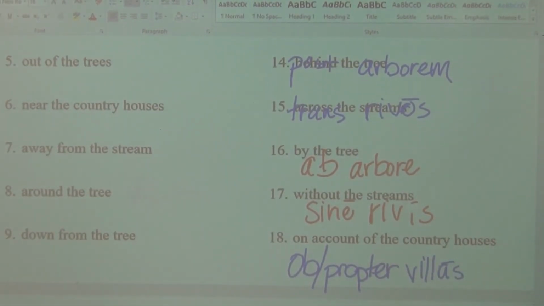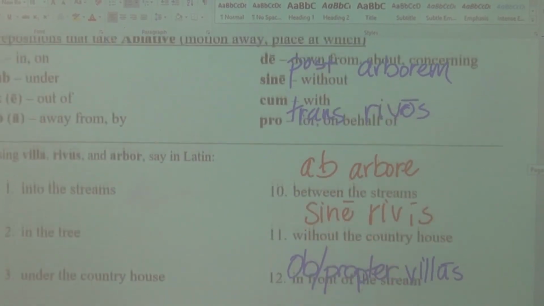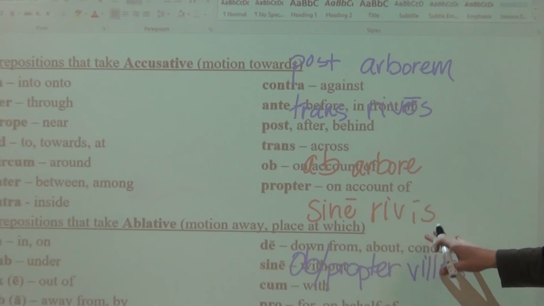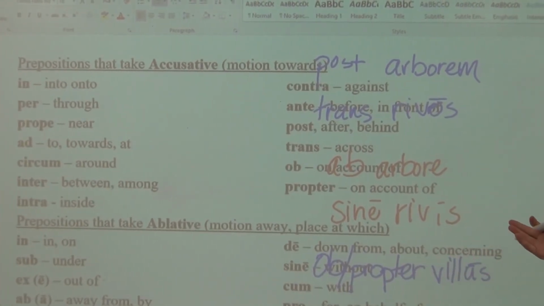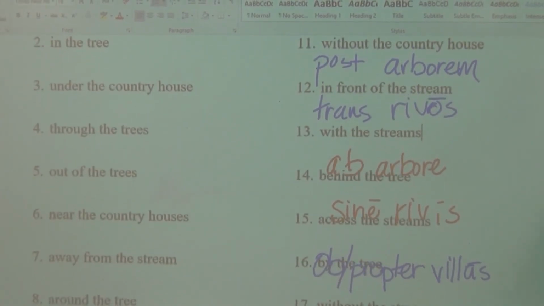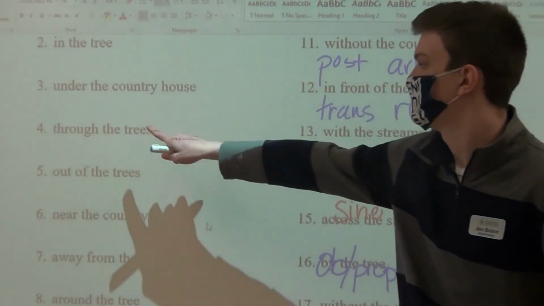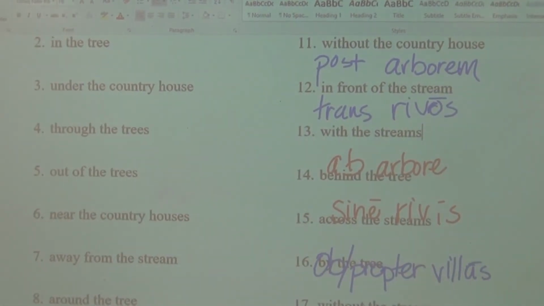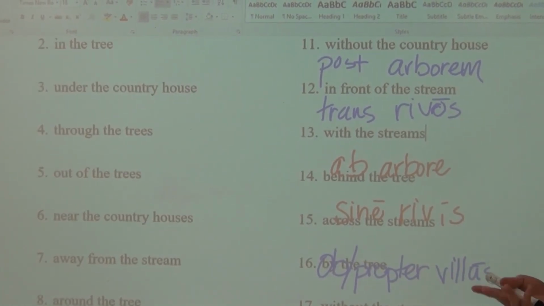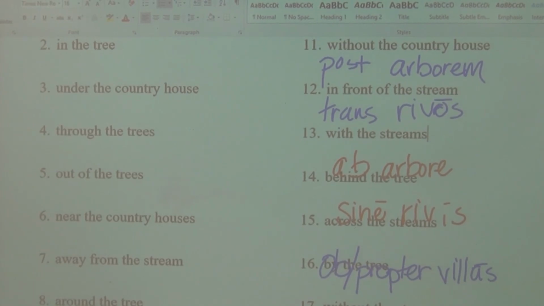So hopefully that helps you guys understand a little bit better. If we give you, or you're translating English to Latin, all you have to do is know what these mean and know what case they take, and then put those supporting words, or that's in the prepositional phrase, like trees, in that said case. So hopefully this video helps again, and good luck on the quiz.